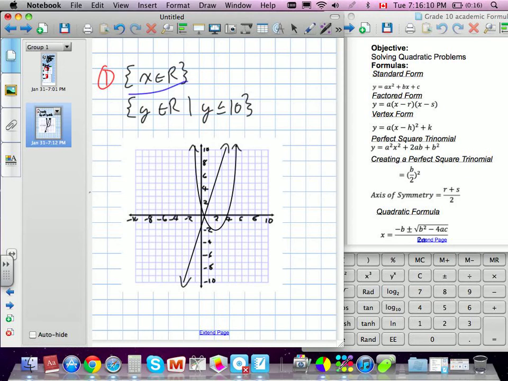Actually, yeah, those arrows mean it's going to go that way forever. It'll go up forever, and it'll go right and left. So it does satisfy this. Okay, x does happen to be the element of all real numbers.